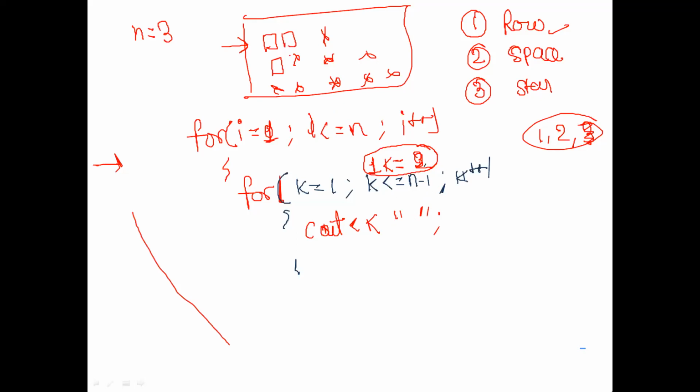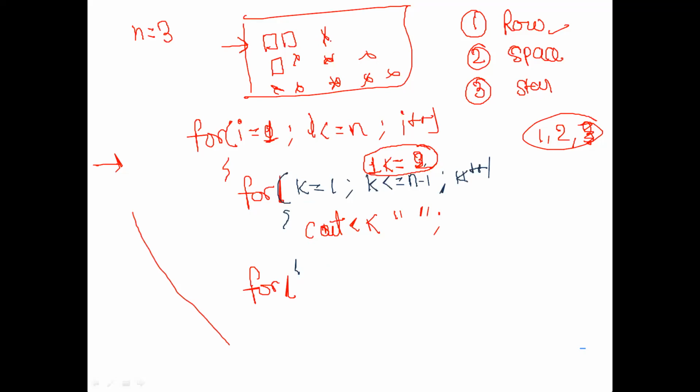2 times means 2 spaces will be printed for this star pattern. So 2 times space will be printed. When 2 times space is printed, come out. And after you are done with the space, what do you need to do? You have to print what? Stars.